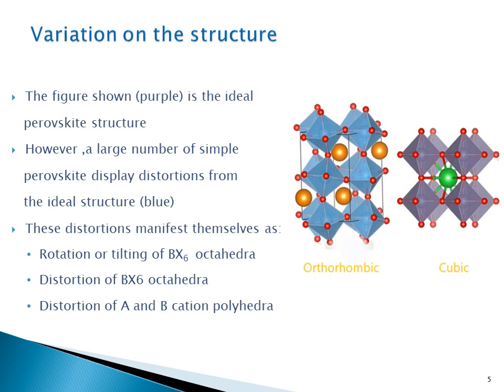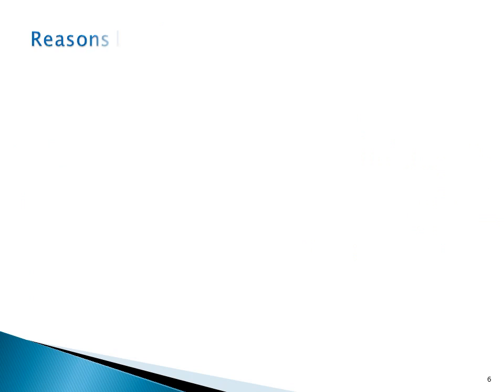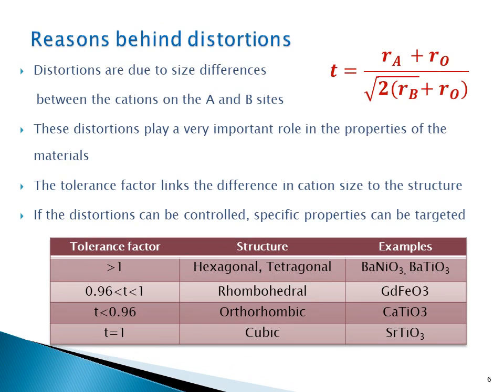On the right side of this slide, we have the ideal perovskite structure. However, a large number of perovskites display distortions from the ideal structure, and that can be seen in the image on the left. These distortions manifest as rotation or tilting of octahedra, distortion of octahedra, or distortion of the A and B cation polyhedra. Distortions are due to size differences between cations on the A and B sides.